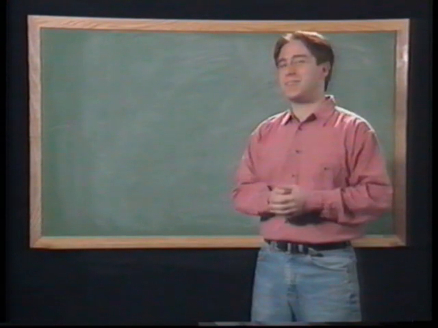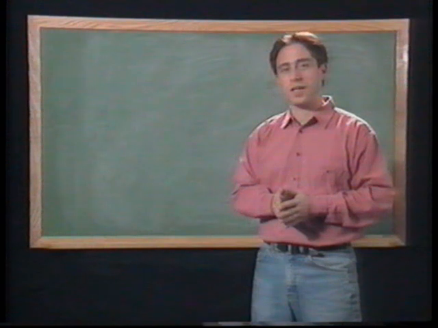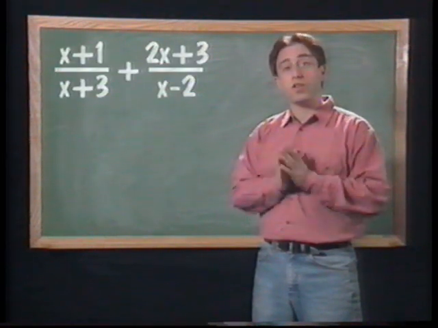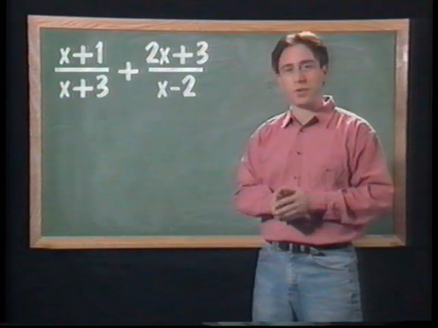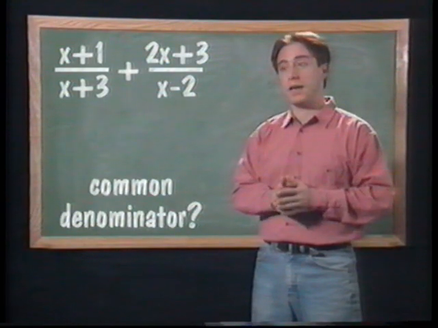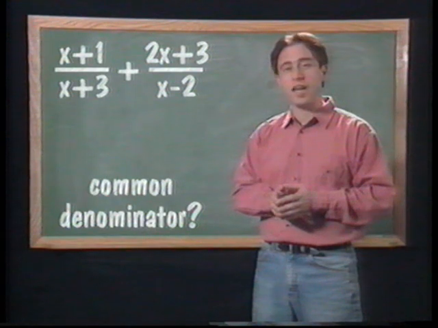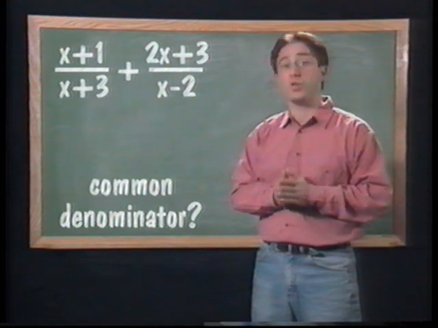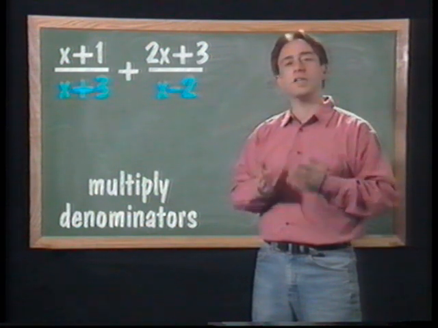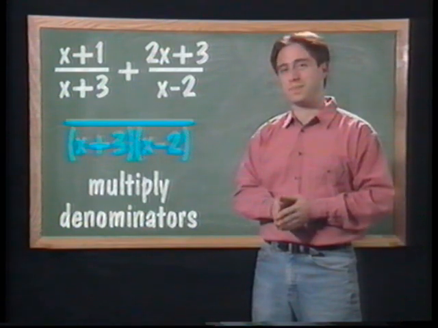Hope you enjoyed that trip down memory lane. Now let's add two rational functions. Here we've got x plus 1 over x plus 3 and 2x plus 3 over x minus 2. Before you can add these, first you have to find a common denominator. Usually it will be the product of the denominators of the two ratios you are trying to add. So to find the common denominator, you just need to multiply the denominators. After you multiply, the common denominator will be x plus 3 times x minus 2.